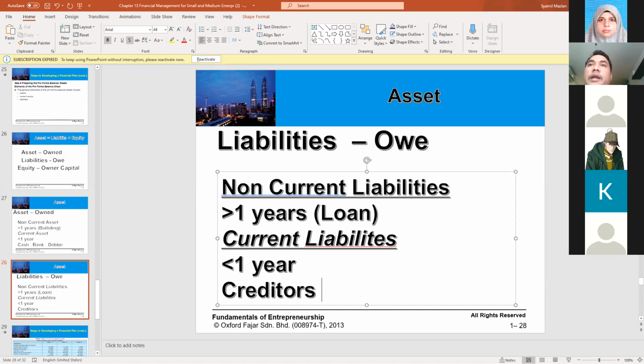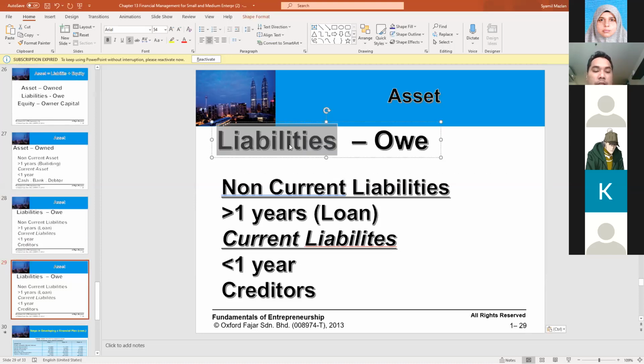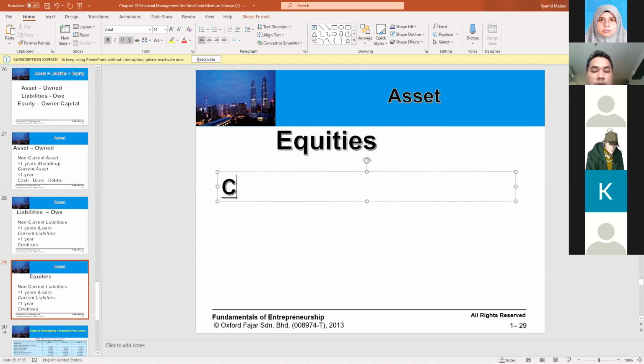So when we talk about a creditor, I owe his money, okay, it is different from the Aiman case. The Aiman case is a debtor because Aiman owes me money. But in the liabilities, I owe Bayan money. So I need to pay the money. Okay. Last one is equity. Equity is very simple. Under equity, it's just the capital from the owner.